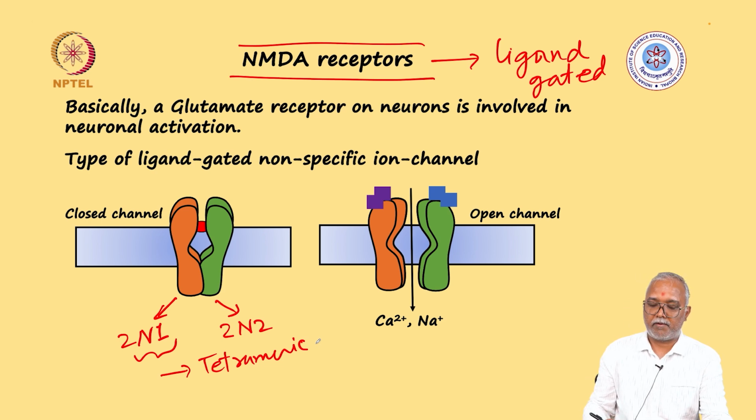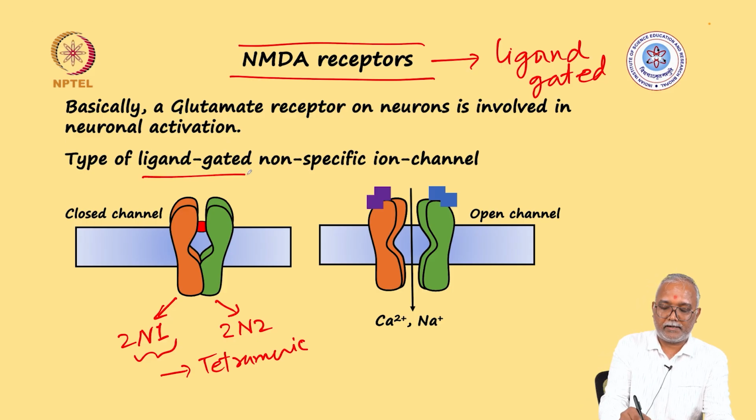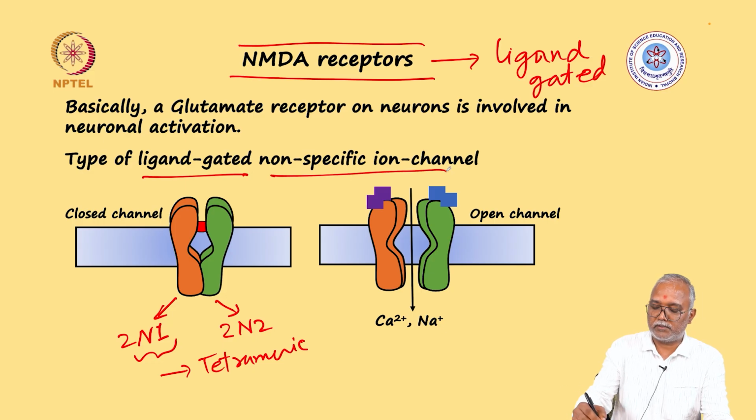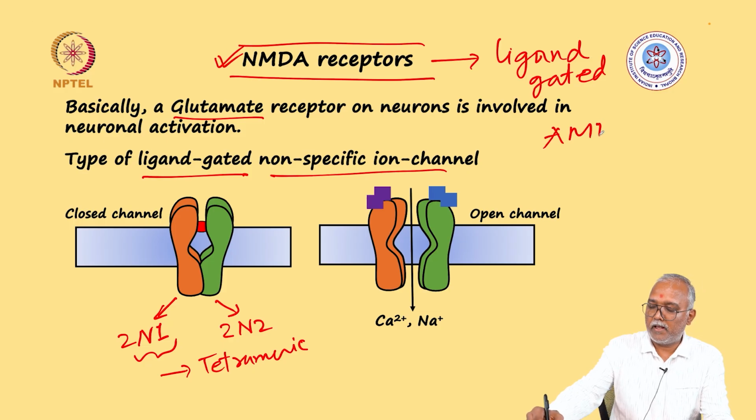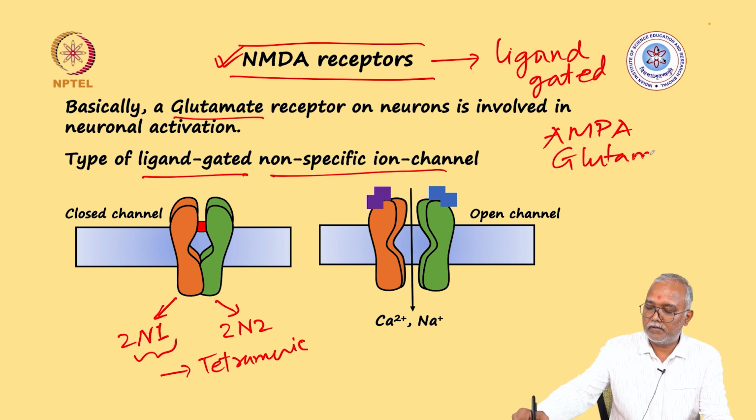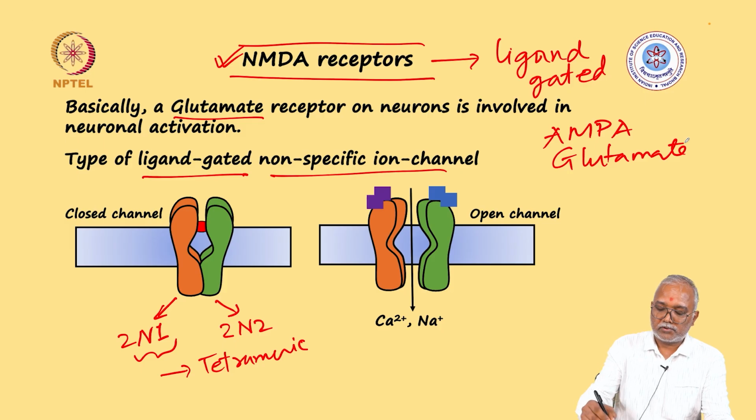These receptors in the class of NMDA are ligand gated because they need certain molecules, and they are non-specific ion channels because they allow not one particular ion, rather a combination of ions. And the ligand here, this is a glutamate receptor. So basically it will respond to glutamate, NMDA, and there is something called the AMPA molecule, and glutamate itself. Once the molecules bind over here, they will open the channel.